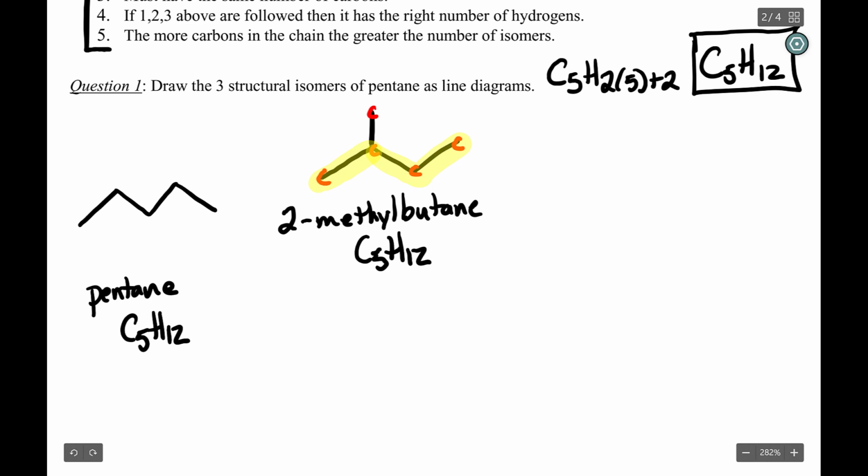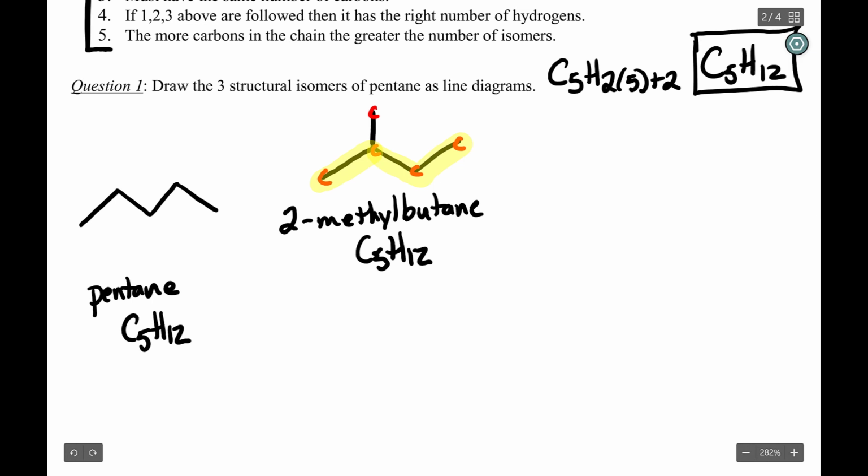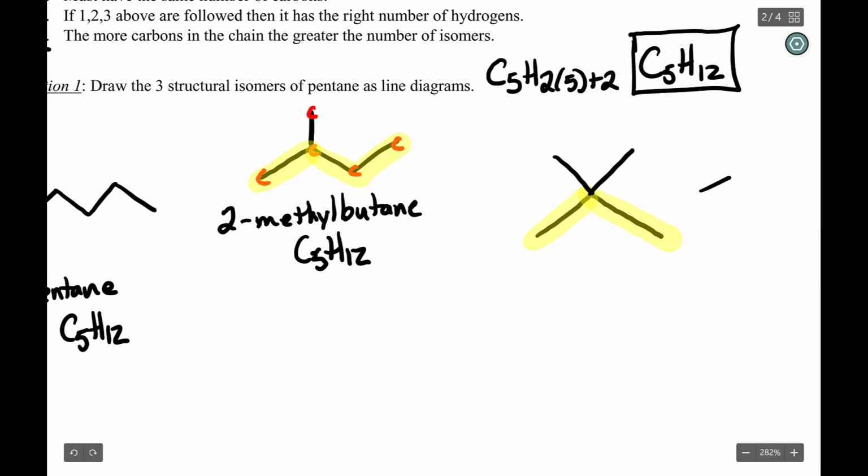Now, the next thing is I would have to shorten this chain up again. So I can make it into a propane, but then I would have to have 2 methyl groups coming off of it. So there's my propane. I'm going to highlight it so it's easier to see. This is propane. And then in order to get up to 5, I would need 2 more methyl groups. So I need a methyl group there and a methyl group there. It kind of looks like the letter X. Some people draw it like this. However, most textbooks show it like this.